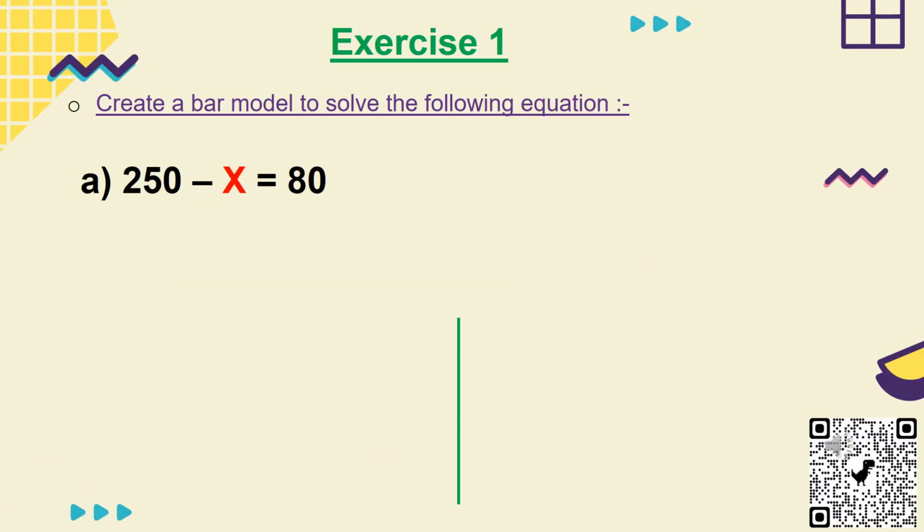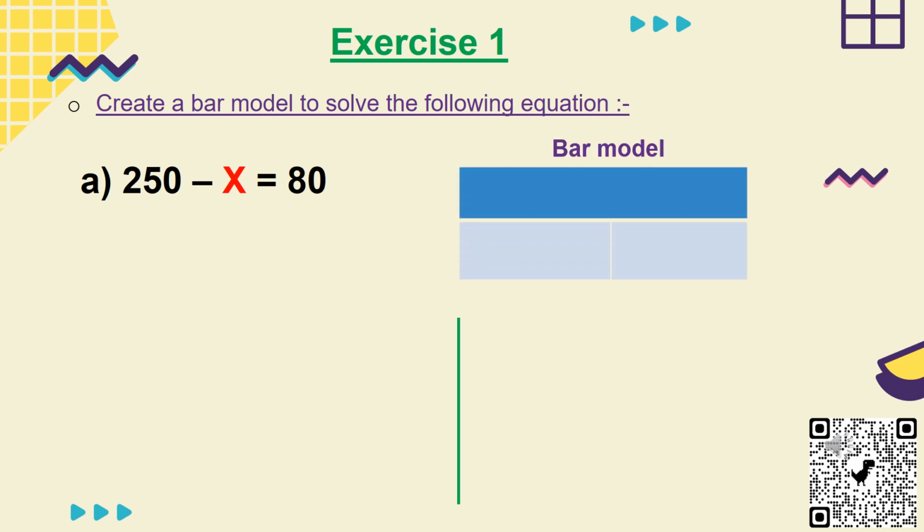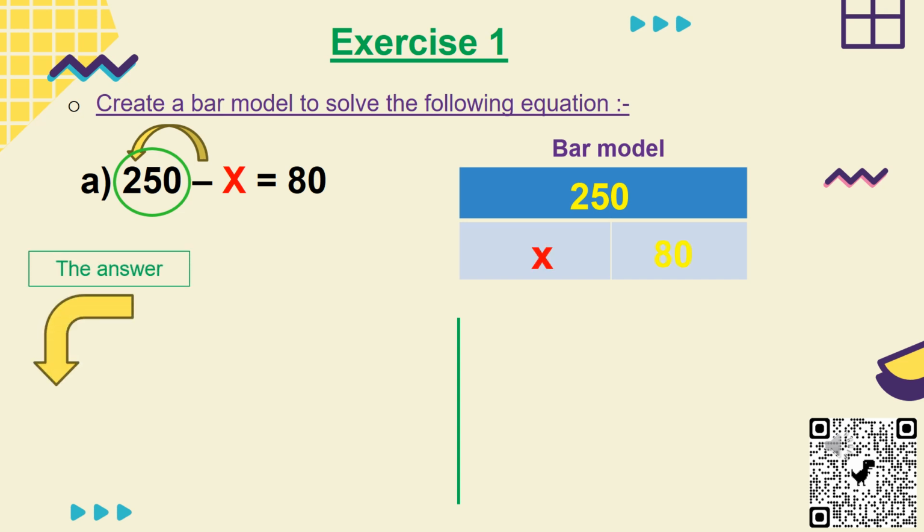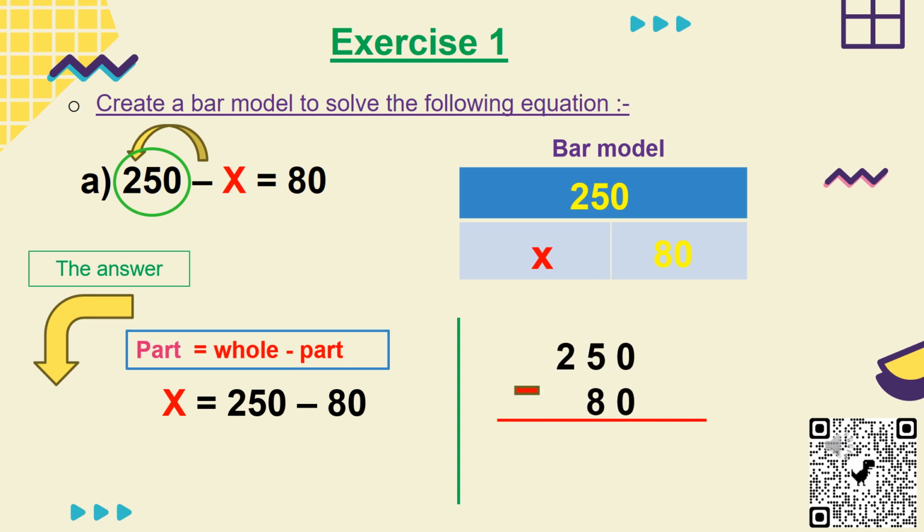Exercise number 1. Create a bar model to solve the following equation. In letter A, 250 minus x equals 80. So we need to draw a bar model. Then, where is the whole? Where are the parts? In subtraction, the number just before the minus sign is the whole. So 250 is the whole. Then we put in the first part x and second part 80. Now it's easy to find the part by using our rule: part equals whole minus part. So x equals 250 minus 80.